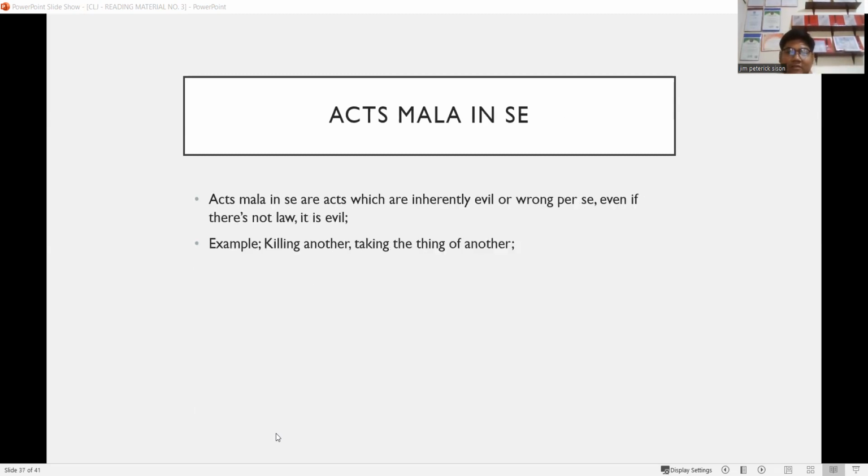2000. Then we have here acts mala in se. Acts mala in se are acts which are inherently evil or wrong per se. Okay, so what are examples of acts mala in se? Killing another, like murder, homicide, parricide, infanticide, and taking the thing of another, like theft or robbery. Robbery, if the taking was done with violence against or intimidation of persons. So usually, the crimes defined in the Revised Penal Code, Book Two, are called acts mala in se. Okay, generally acts mala in se because all of those crimes enumerated or defined and punished under the Revised Penal Code are inherently evil or wrong per se.